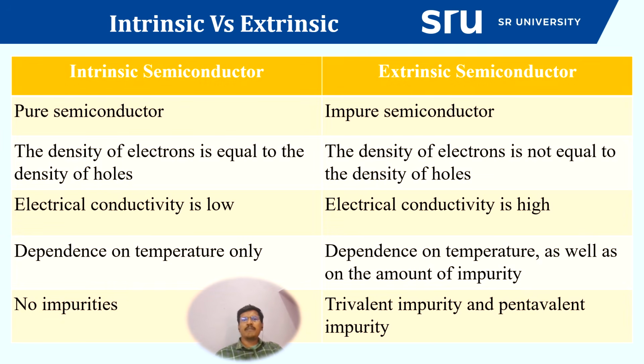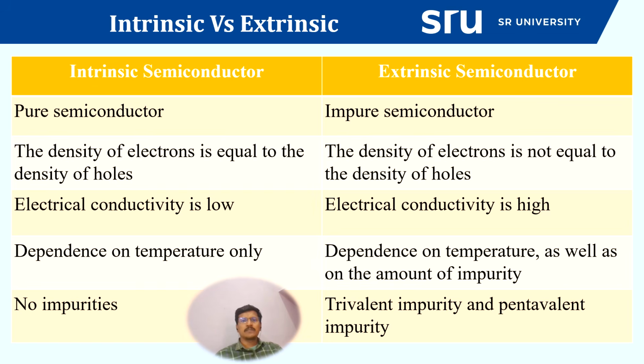Let us conclude the session by comparing the intrinsic and extrinsic semiconductors. This comparison is extremely important because it summarizes everything we have learned about the semiconductor classification. First, intrinsic semiconductors are pure materials without any intentional impurities, whereas the extrinsic semiconductors contain carefully controlled impurity atoms introduced through the doping process.